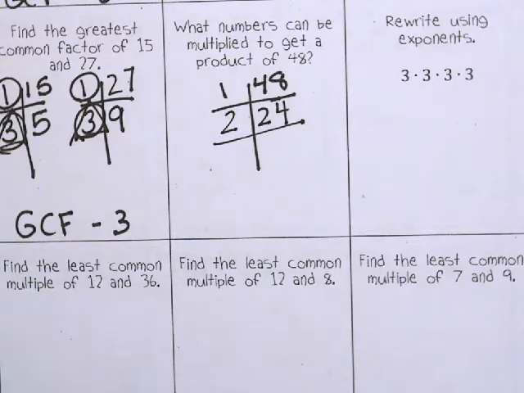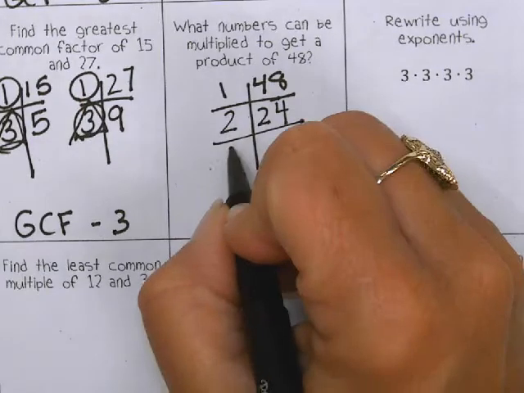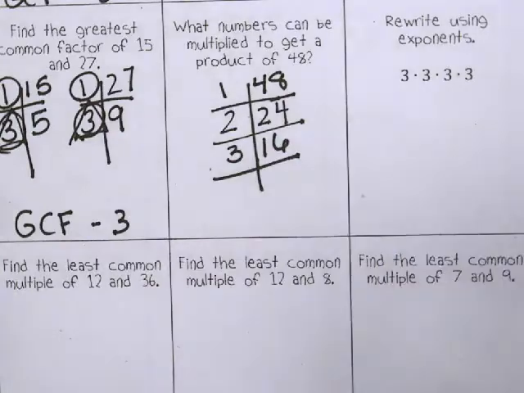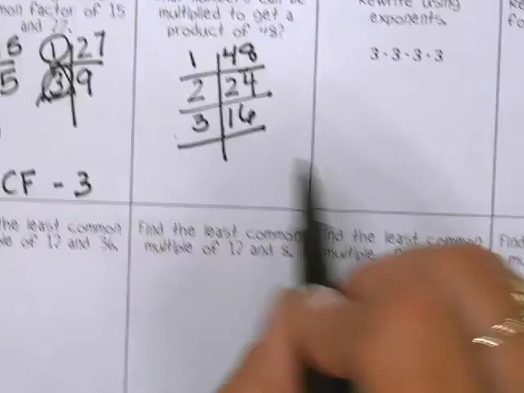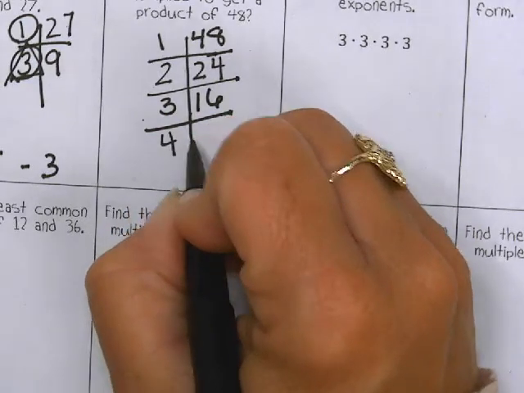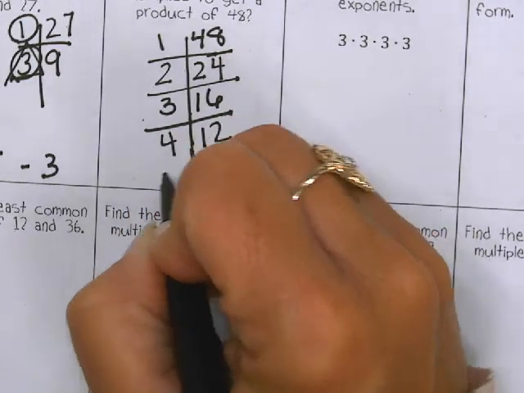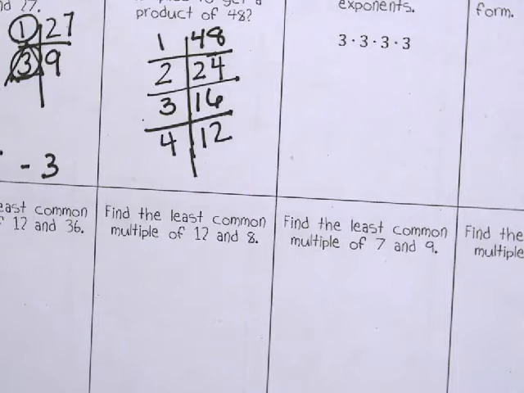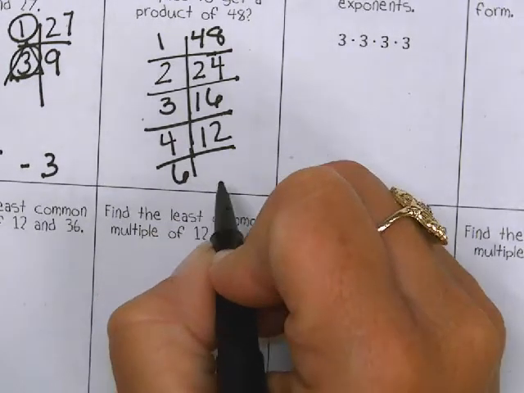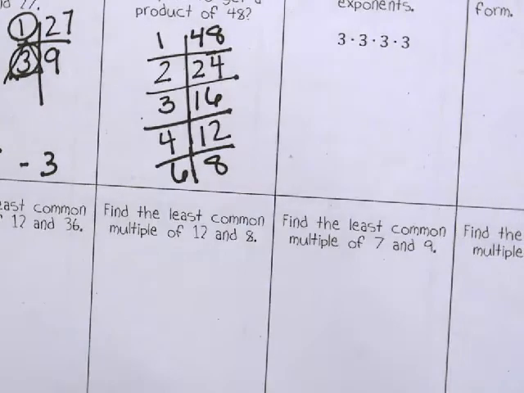3 is going to divide into 48 sixteen times. 3 times 16 is 48. If you're not sure, you can always take 48 and divide by 3 to find this other factor. 4 times 12 also makes 48. And then our last factor pair for 48 is 6 times 8. So 48 has quite a few factors. Those would be the numbers that you can multiply to get a product of 48.